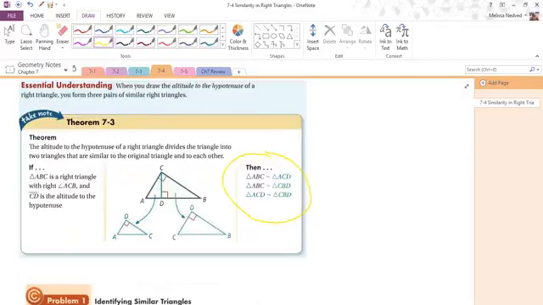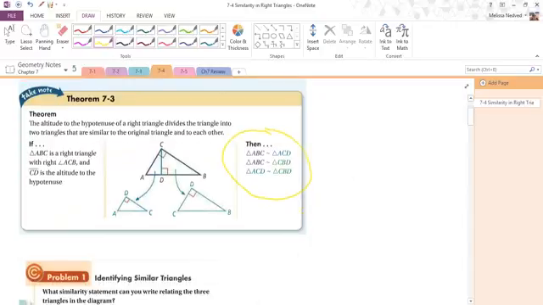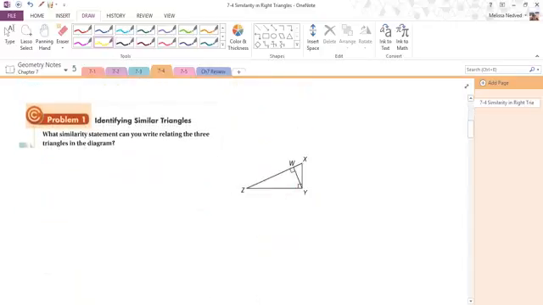And that's what we're going to practice doing with our first couple examples here: taking a right triangle, drawing in the altitude that goes from the right angle to the hypotenuse, and then re-sketching the 2 triangles we've created to have the same orientation, or face the same way, and identifying our similarity statements. So that's what we're asked to do. Number 1, what is the similarity statement that can be written relating the 3 triangles in this diagram?